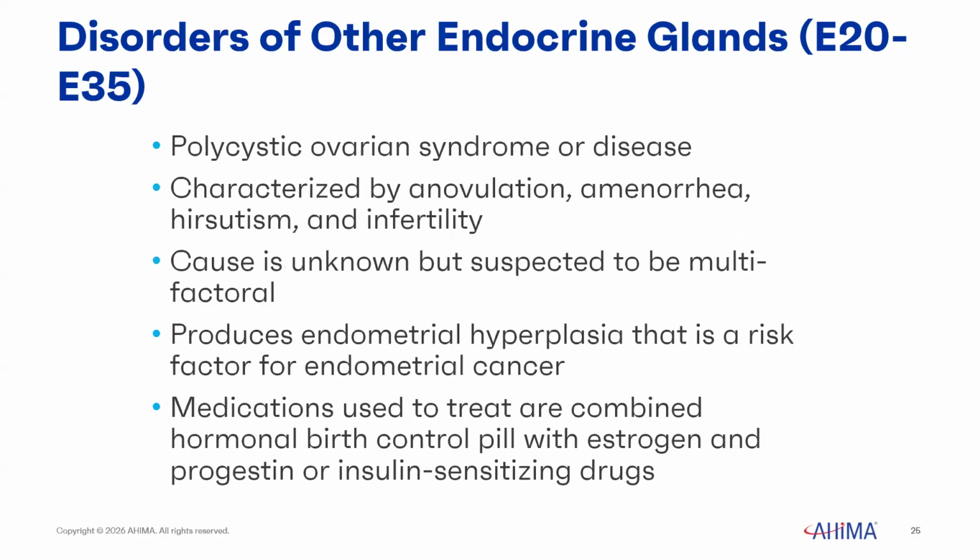Then our last slide, we're going to cover polycystic ovarian syndrome. Polycystic ovarian syndrome is characterized by anovulation, amenorrhea, and infertility. It increases the risk for endometrial cancer. Treatment includes both hormonal birth control and insulin sensitizing medications.